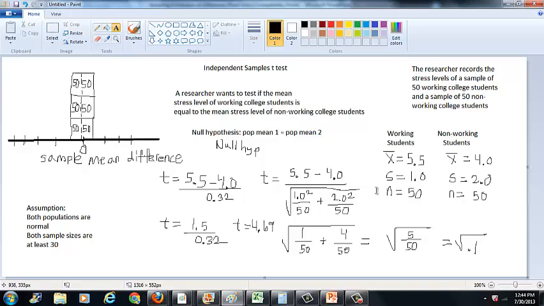Let's see if we satisfied one of these. We don't know if both populations are normal because we haven't looked at the entire populations, but we do know we've collected data from at least 30 in both samples. We know that both of our samples have a sample size of at least 30, which means we've satisfied this condition, which means these combinations of 100 will have a normal shape.